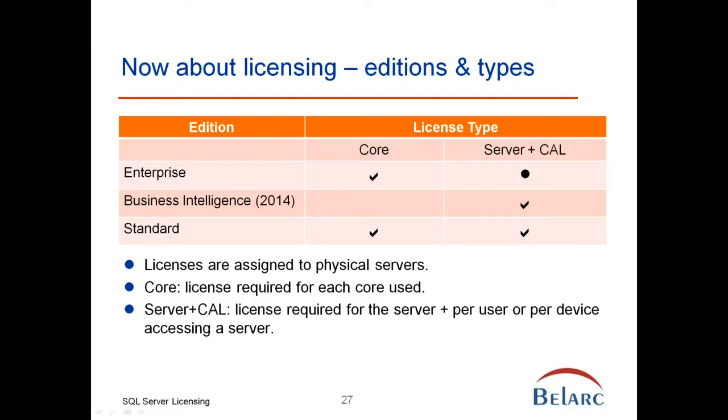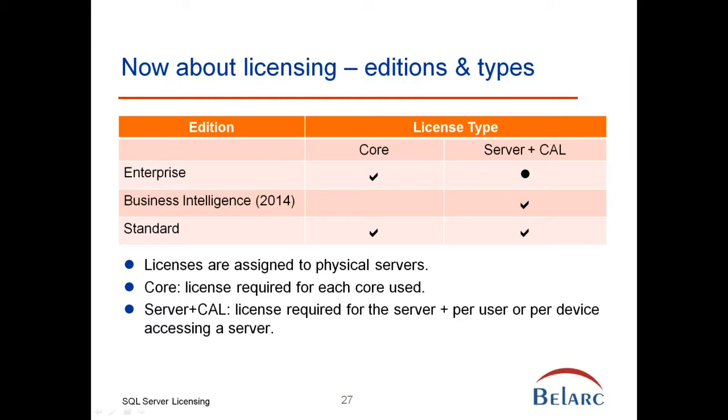So in general, when you license by core, which is one of the methods, you need a license for every core that's being used. If you're doing the server licensing, which is server plus CALs, you need a license for the server, and you need CALs for every user or device that accesses the server.